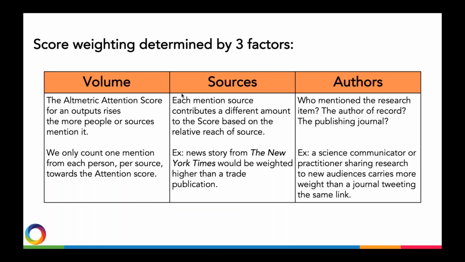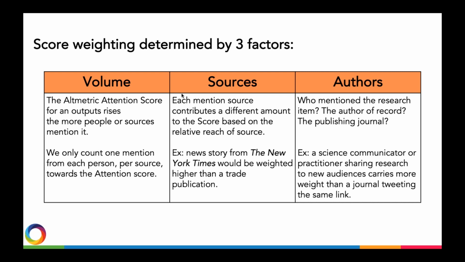And the score weighting is determined by these factors. So first of all, there's the volume. So obviously, once an output is mentioned many times, the volume or the score rises. However, we only count one mention from each person per source towards the score. And then we're looking at the sources themselves because each source contributes a different amount. So we're also looking at the score that is based on the relative reach of the source itself. And this example here illustrates that a news story from, say, the New York Times will be weighted higher than, say, a regional publication or news source.